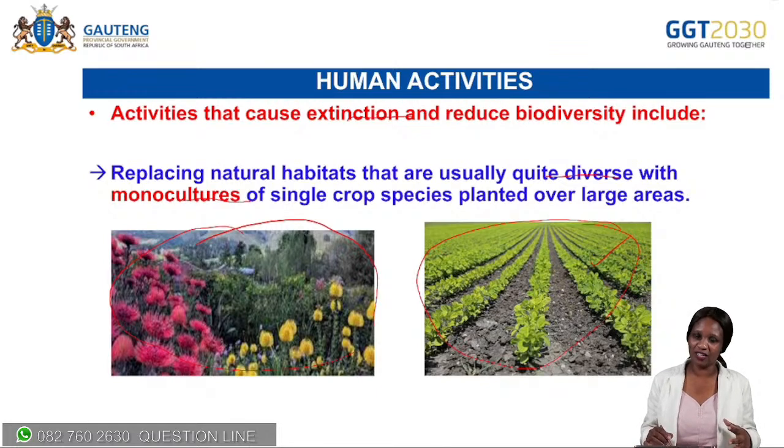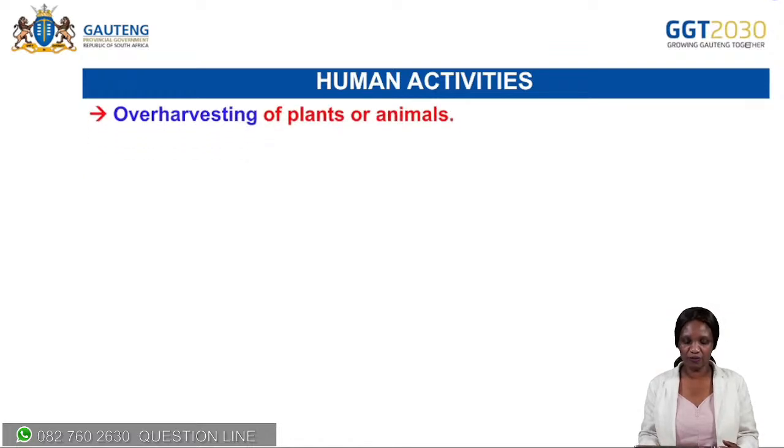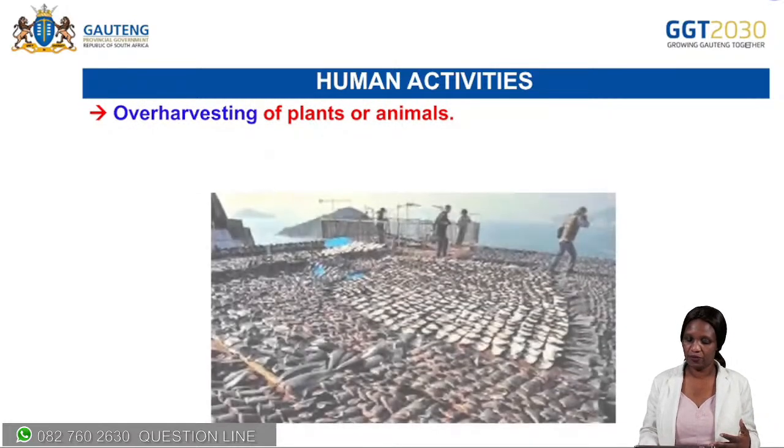But if it is natural and indigenous, then a lot of species thrive. That is, they live, they enjoy in that habitat. Okay. Let's move on. And then at times we overharvest plants and even animals.